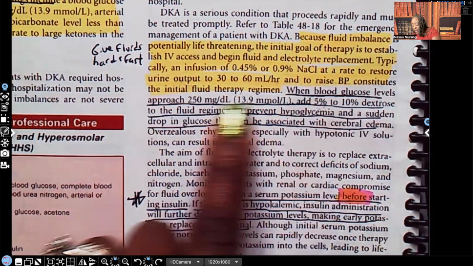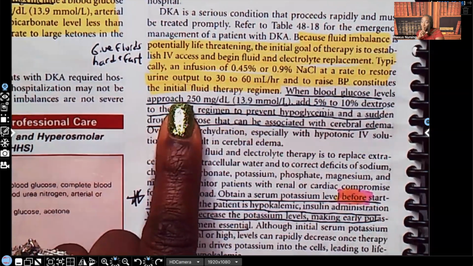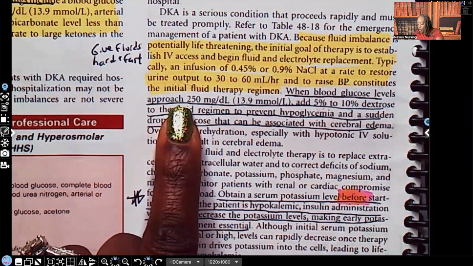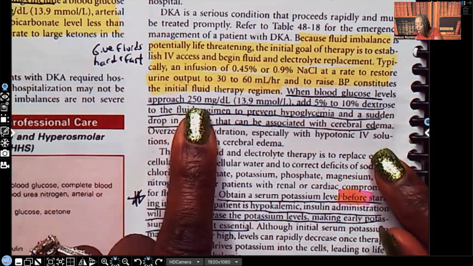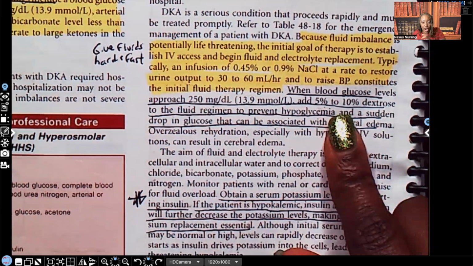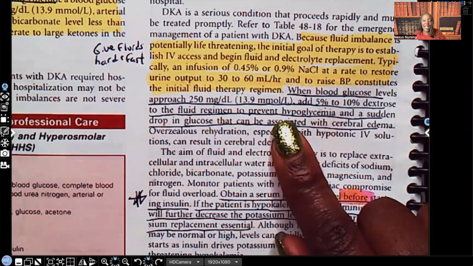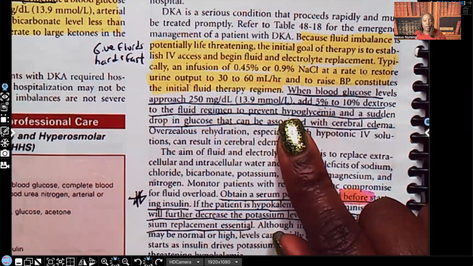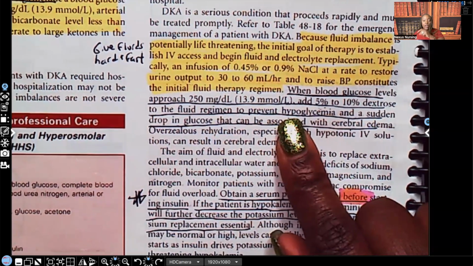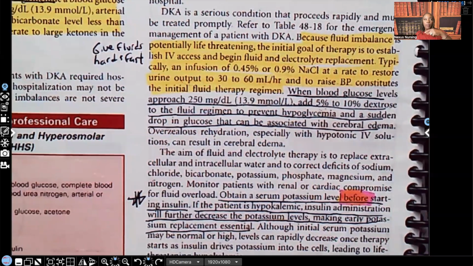When blood glucose levels approach 250, this sounds crazy, but I'm going to explain to you why, guys. When the blood glucose levels approach 250, we're going to add 5 to 10% of dextrose, of sugar, to the fluid regimen. Look at this, to prevent hypoglycemia and sudden drop in glucose. Why? That can cause the patient to have cerebral edema. It can cause them to have seizures. We can't afford for their blood sugar to drop too quickly.